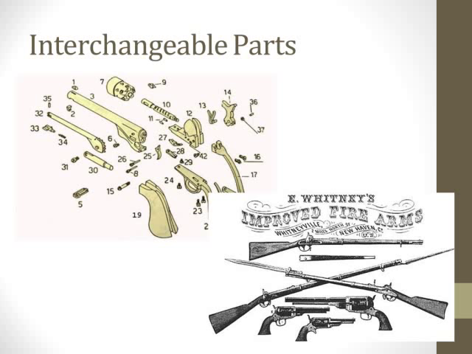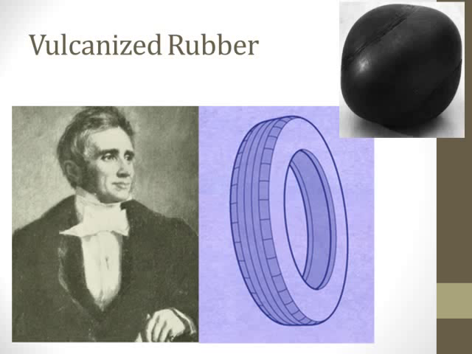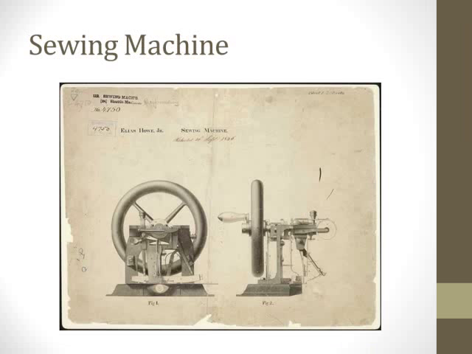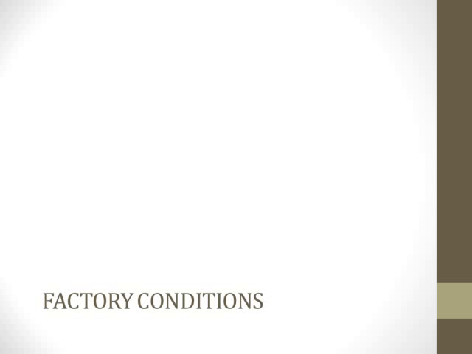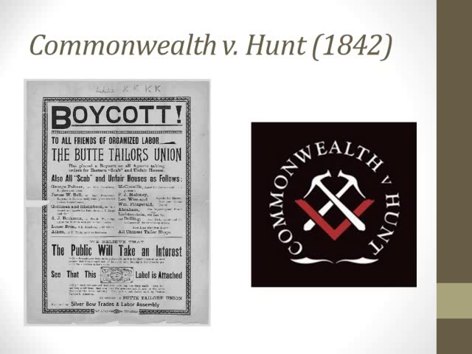Don't worry about it, but you should just know that it's important. Vulcanized rubber, also don't worry about it. Who made it? Charles Goodyear. Sewing machine, Howe and Singer, don't worry about it. Factory conditions, always bad. Commonwealth v. Hunt declared what? Labor unions are constitutional. You guys are good there? Yep. Questions about that? None?